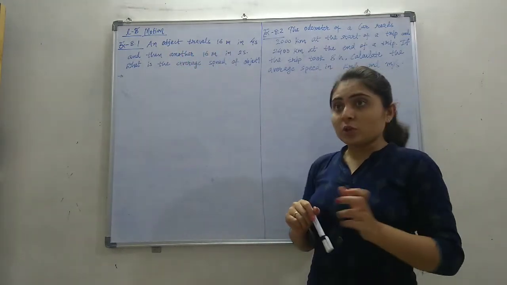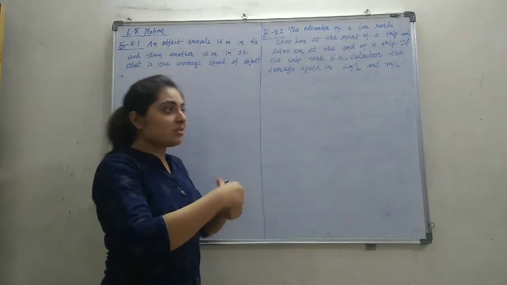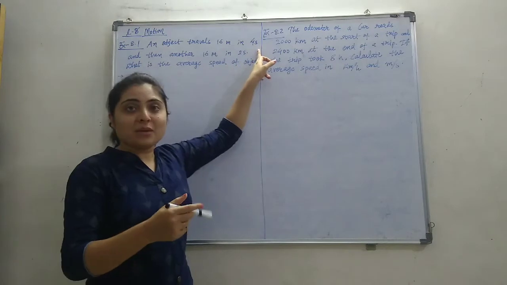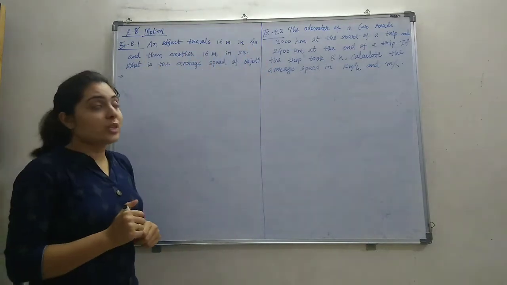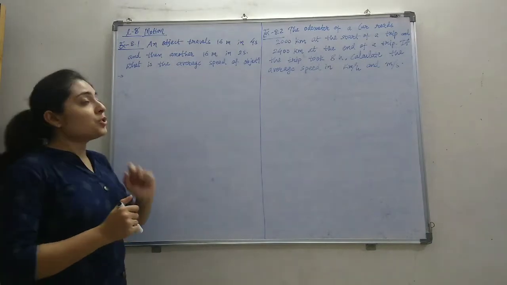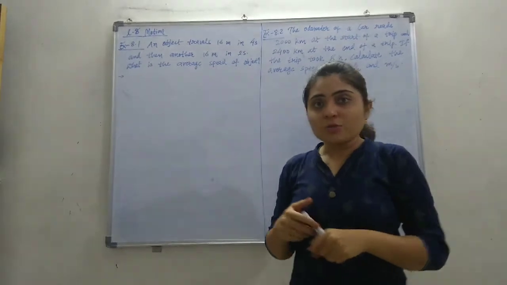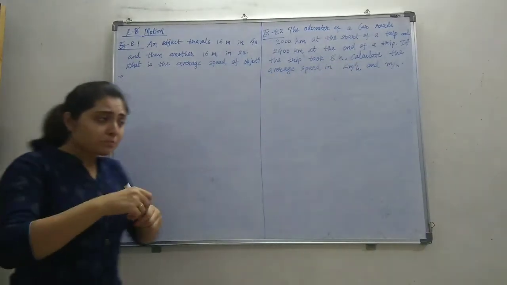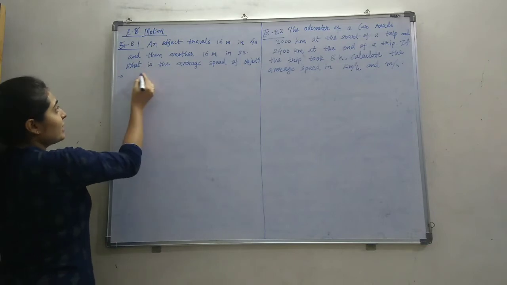The object is traveling some distance, that is 16 meters, and the time is 4 seconds. And then another 16 meters in 2 seconds. What is the average speed of the object? We have the formula of average speed. First of all, we list out the data given.